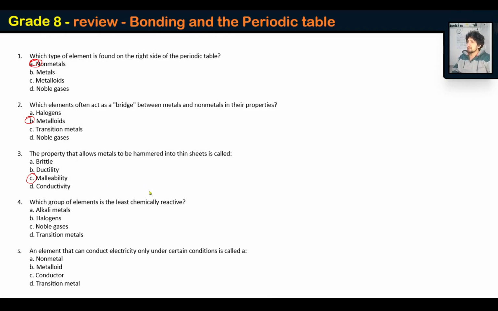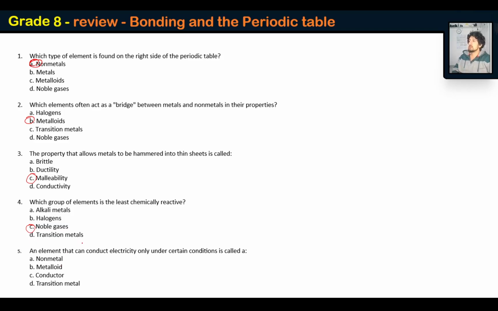Which group of elements is the least chemically reactive? We said those were the noble gases. Alkali metals are very reactive metals. Halogens are very reactive nonmetals. Noble gases are not reactive. And transition metals, well, they have differing reactivities.